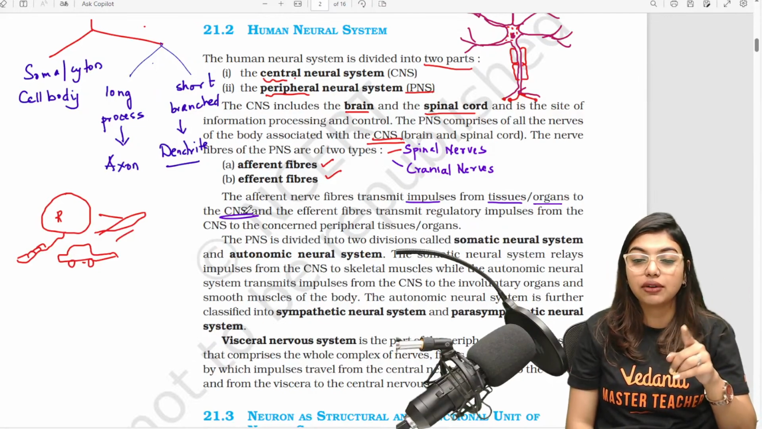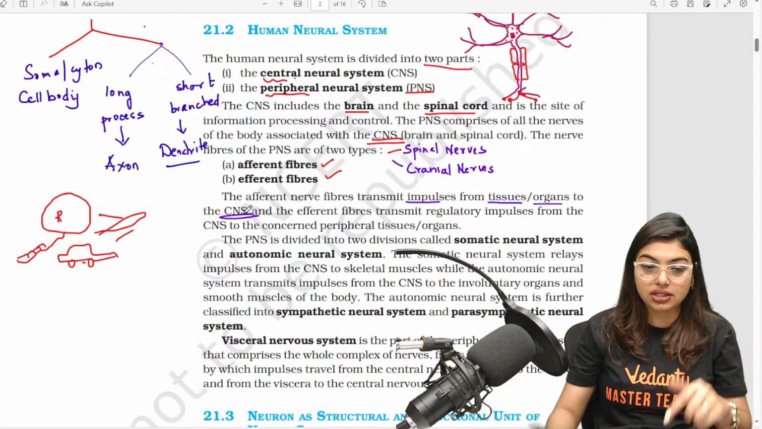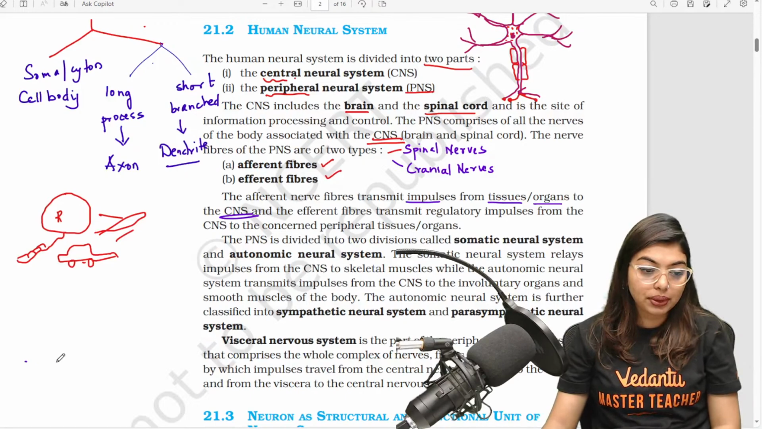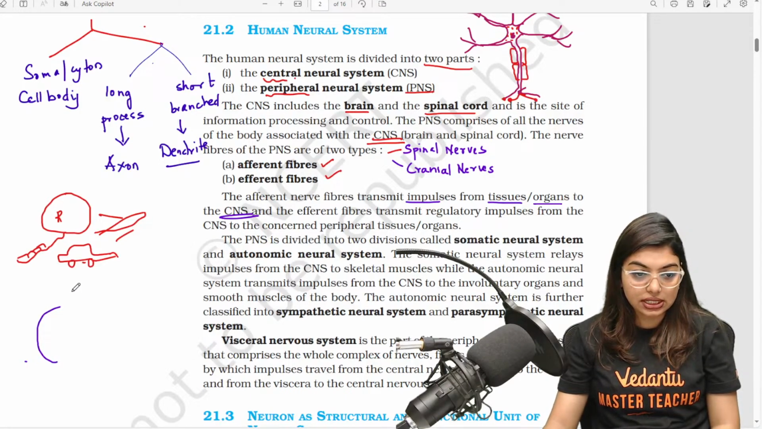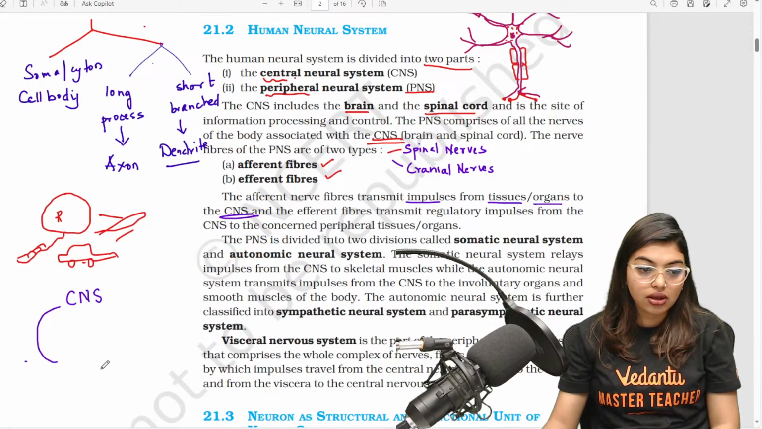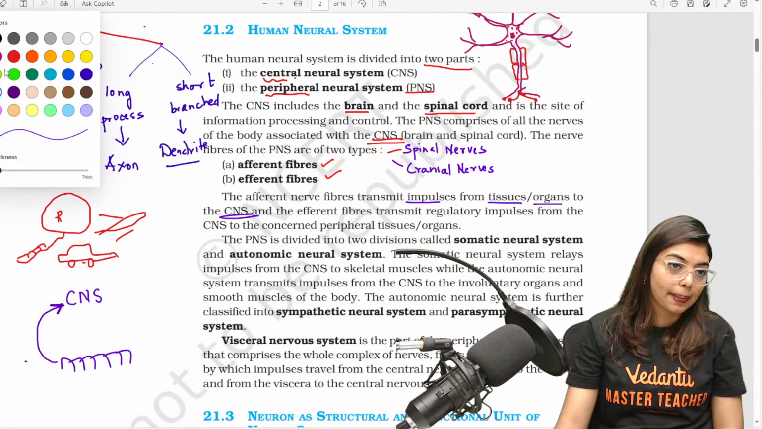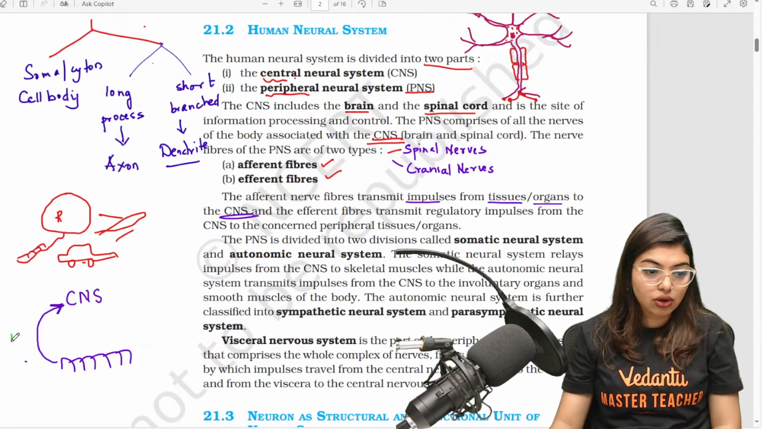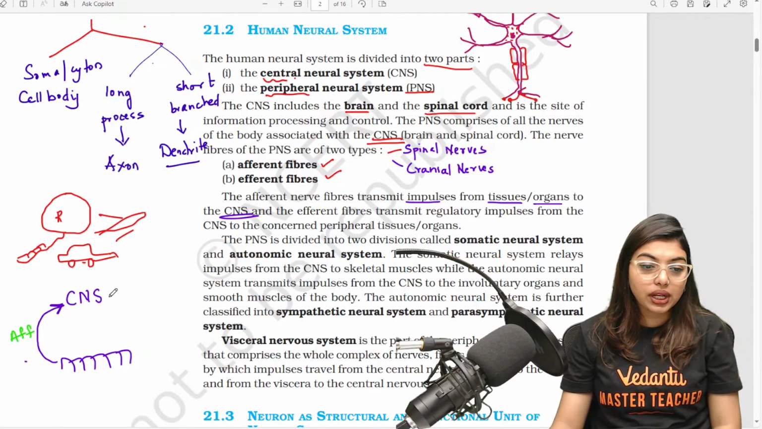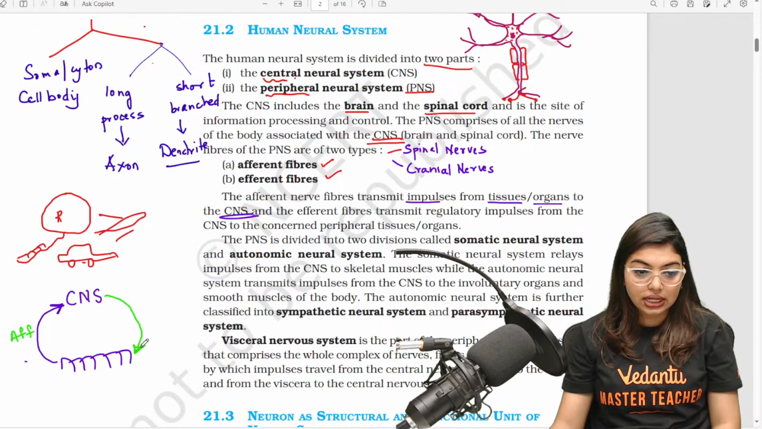So efferent fibers transmit regulatory impulses. So understood, one is going to bring information to the CNS. Let's say this is the CNS. This is your tissues and organs. The one that is going to bring the information to the CNS is called afferent. And the one who is taking the information from the CNS to the tissues, telling them what they have to do, is going to be efferent.